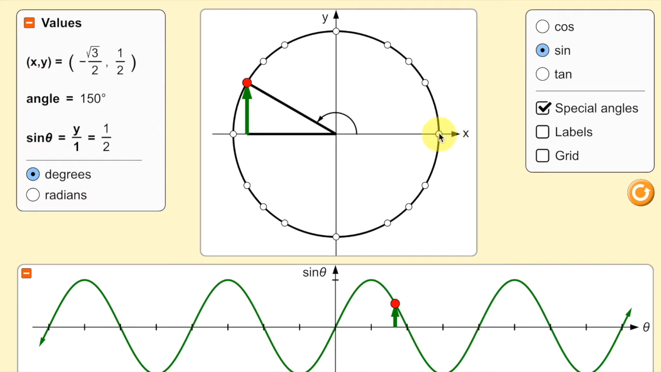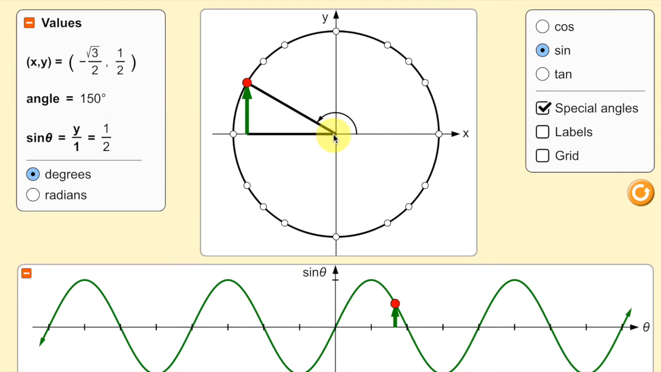So I've begun from this position here and swept an angle of 150 degrees to get to this point here. All right, so this is my angle of 150 degrees shown there. Now what you can see here is that sine of 150 degrees will be equal to the y value of this triangle. And that y value, as can be seen on the Cartesian point, is a half.